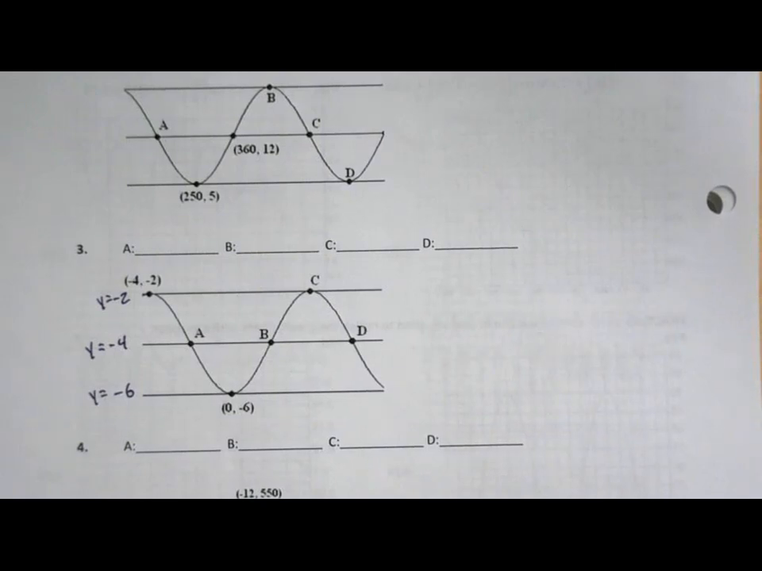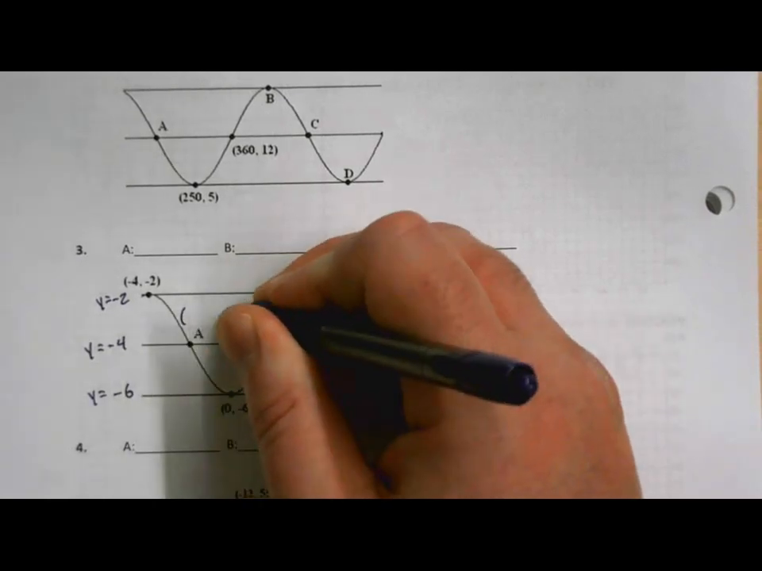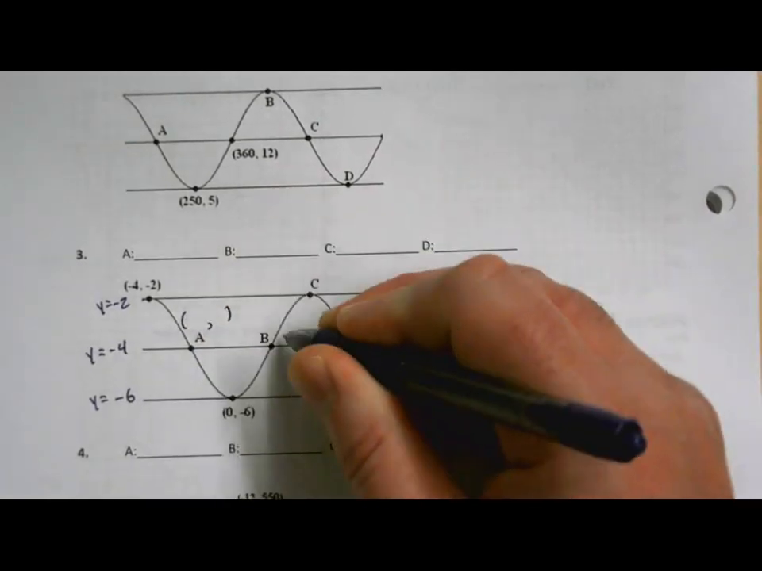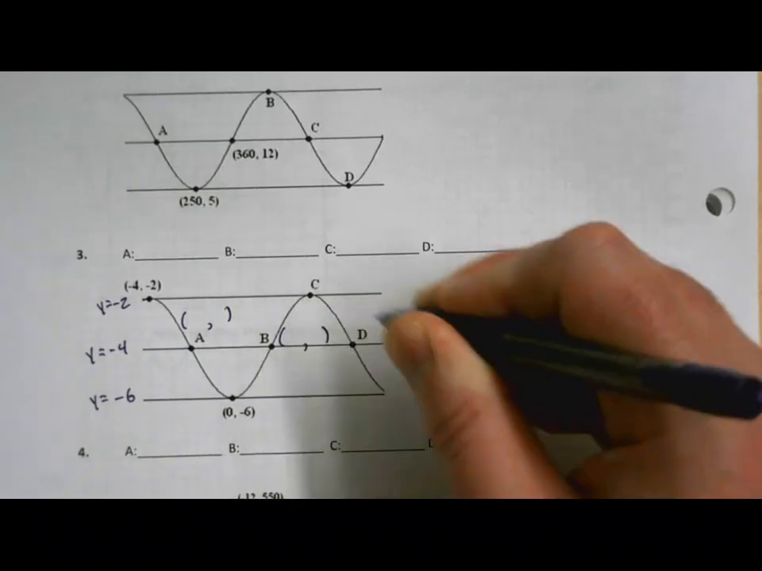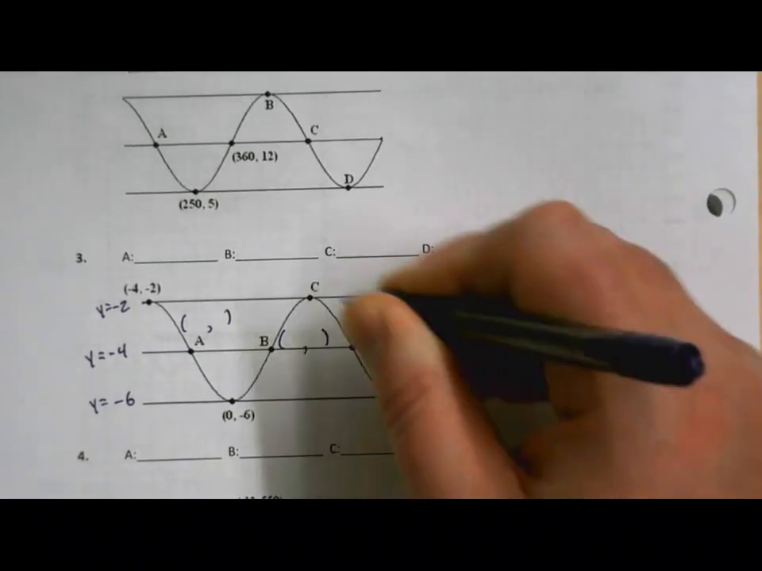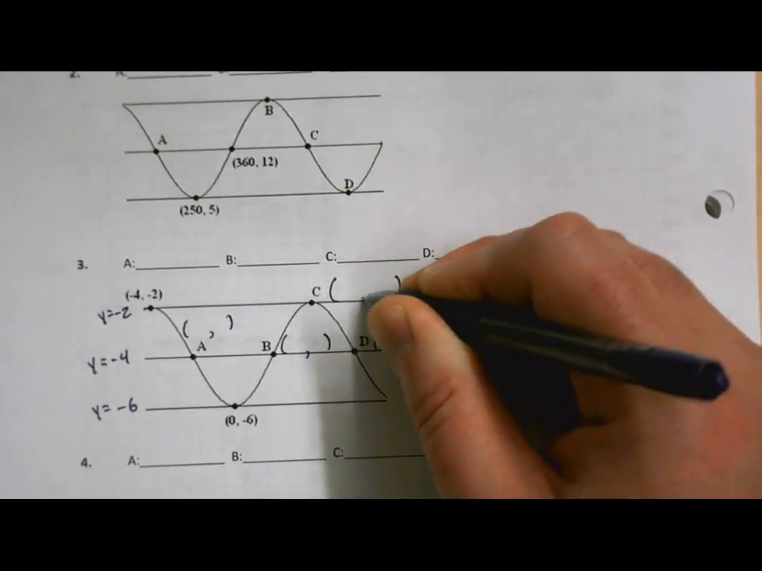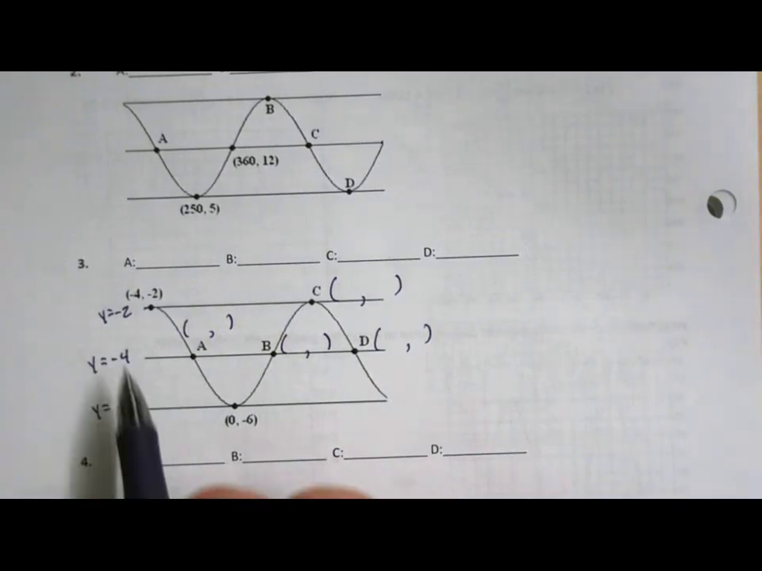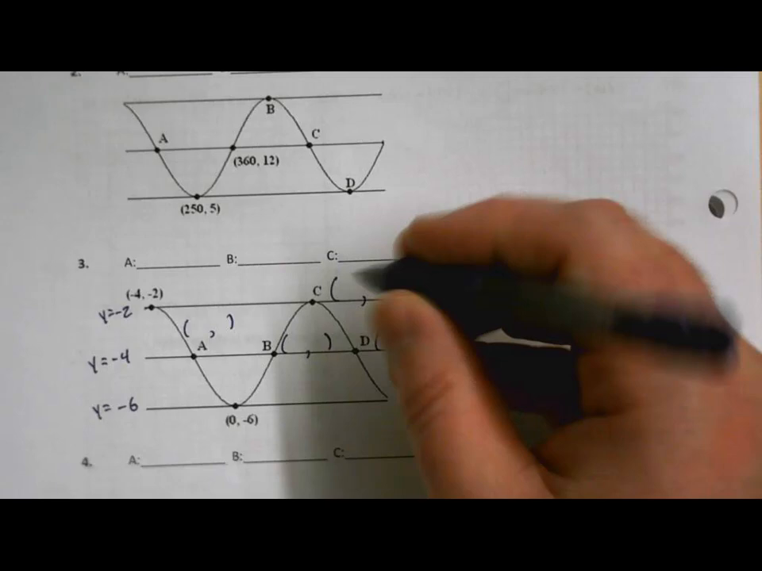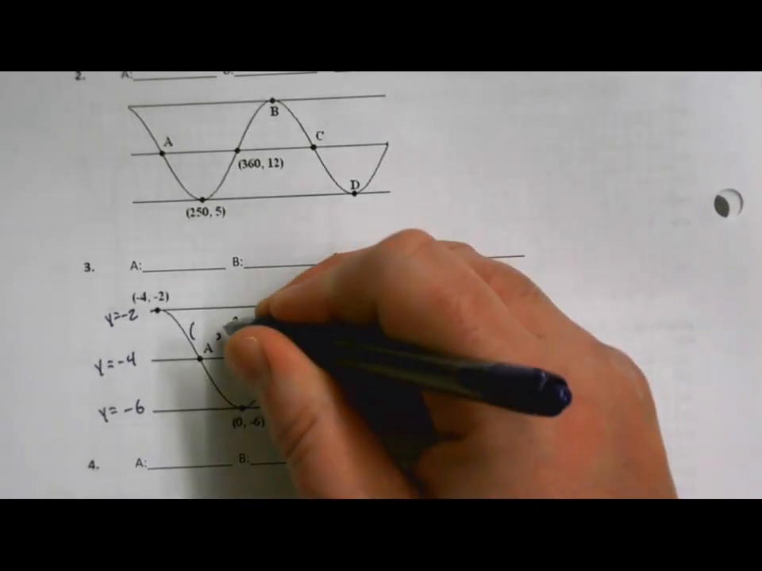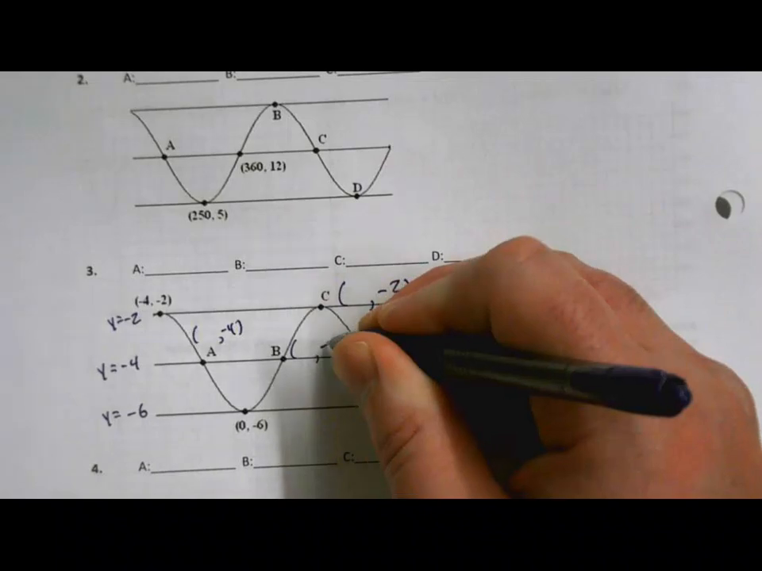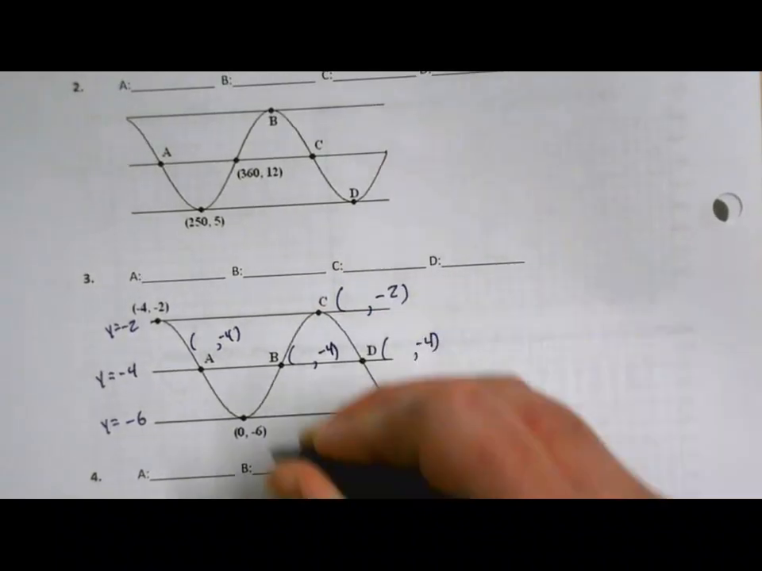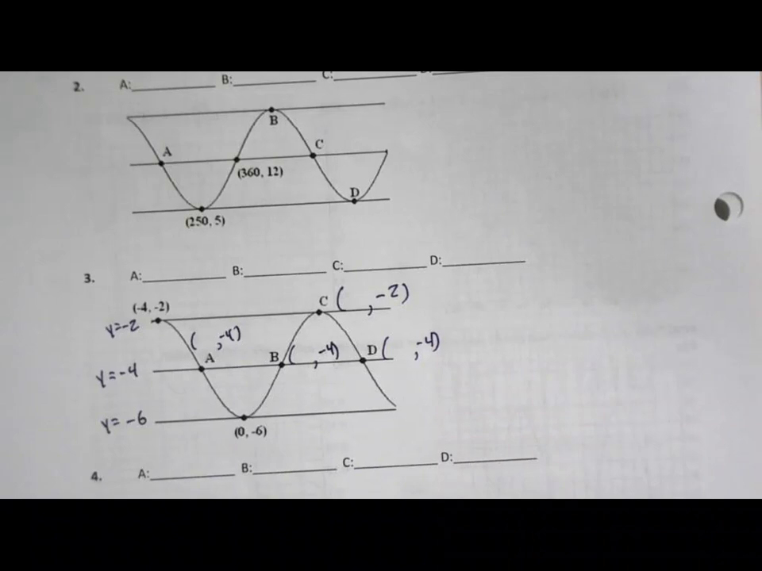So just by doing those 3 things, I can write coordinates for, at least the y coordinate for all of my missing points. Because the y coordinate is going to be the same as the y value for the line that it's sitting on. So everything on this top line is going to have a y coordinate of -2. Everything on this midline is going to have a y coordinate of -4. And everything on the bottom would have a y coordinate of -6.